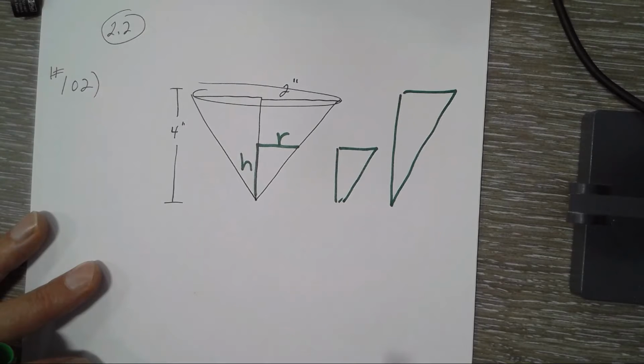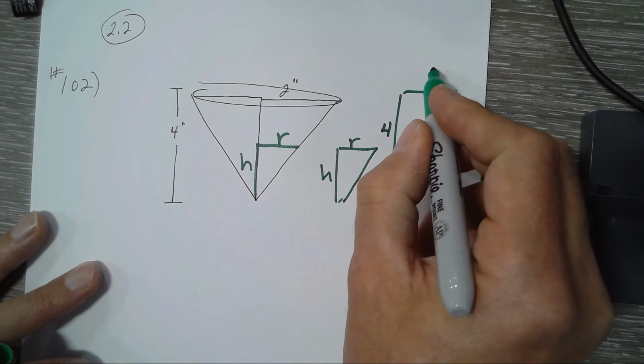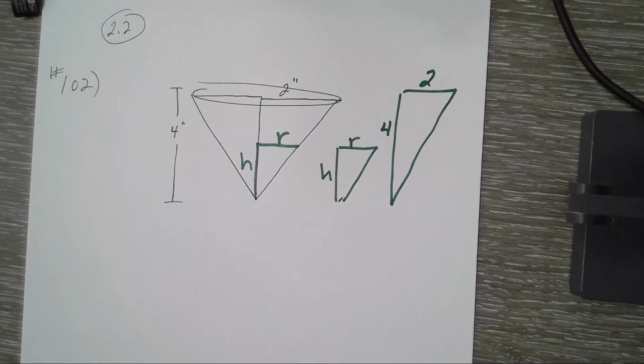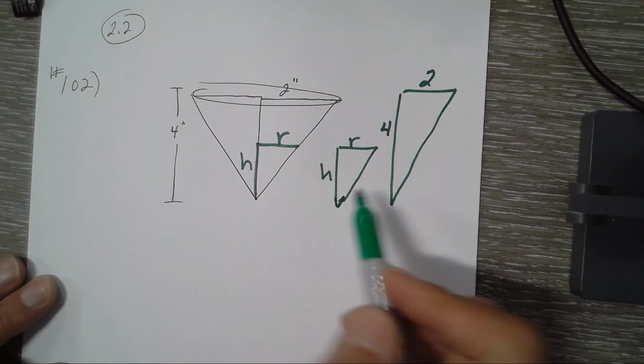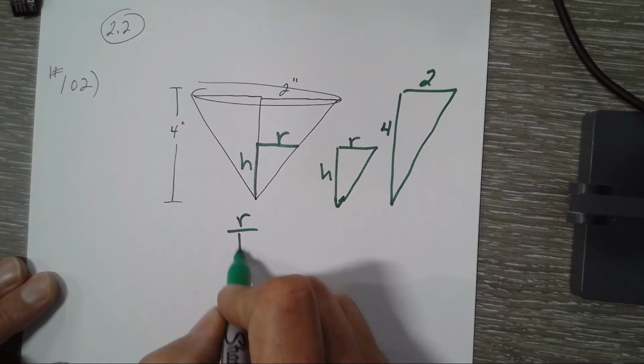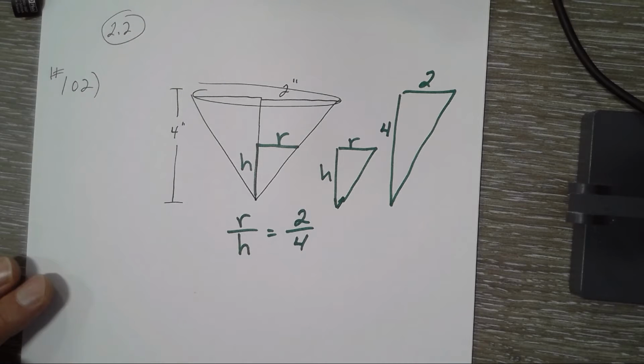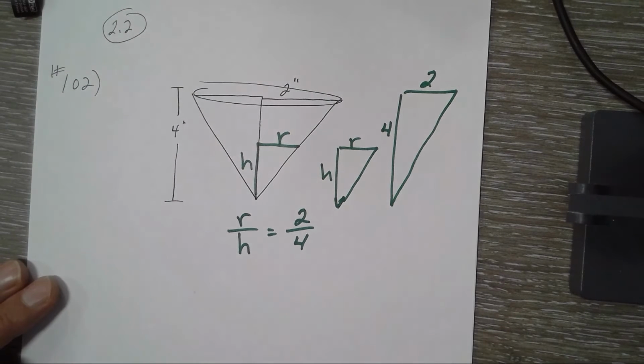Again, we have two similar triangles, so think back to our geometry days. If this is h and this is r and this is 4 and this is 2, we can set up a proportion, which is an equation to relate those. So you could say r is to h as 2 is to 4. Okay, since they're similar triangles, that is true. Okay, so let's go, maybe I'm jumping ahead. Let's see what it's actually asking.